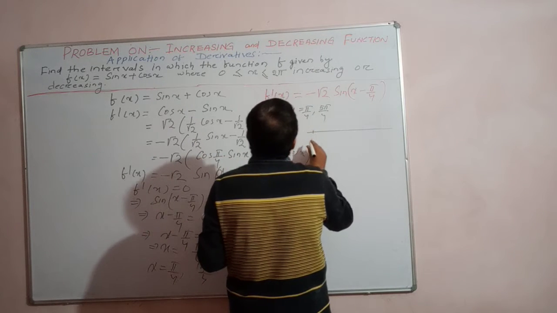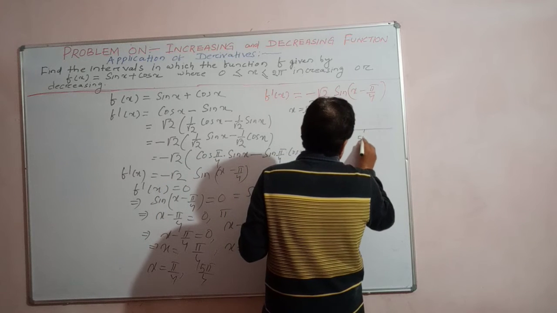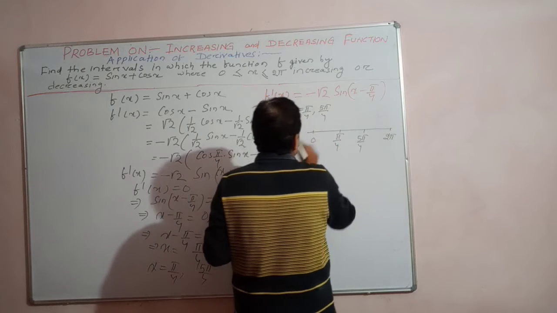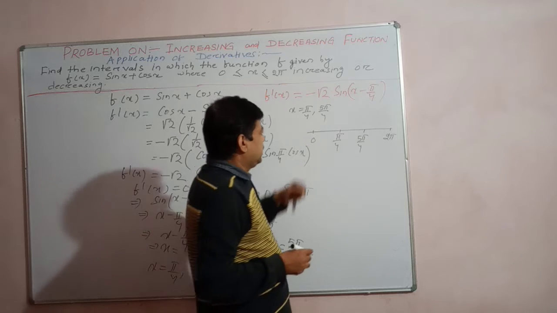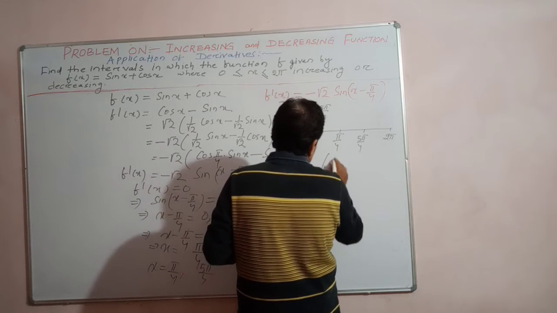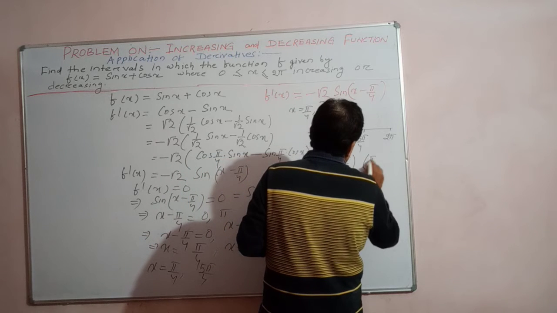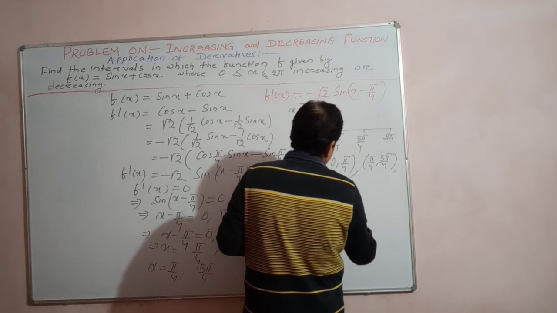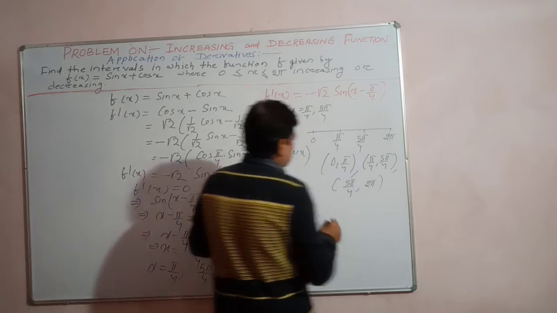Here you see pi upon 4, 5 pi upon 4, and 2 pi, and this value is 0. So x is equal to pi by 4 and x is equal to 5 pi by 4 divide the real number line into 3 disjoint intervals. One interval is 0 to pi by 4, another interval is pi by 4 to 5 pi by 4, and the third interval is 5 pi by 4 to 2 pi. Thus we got 3 intervals.